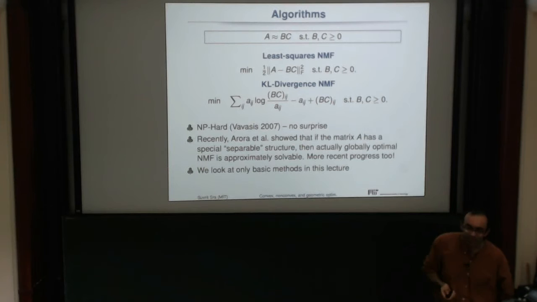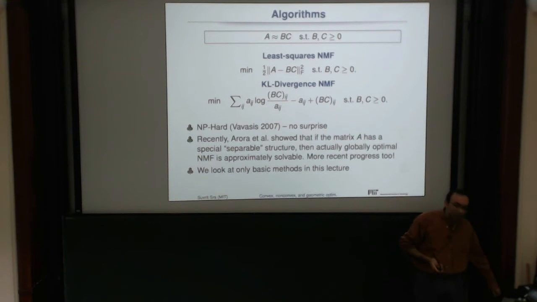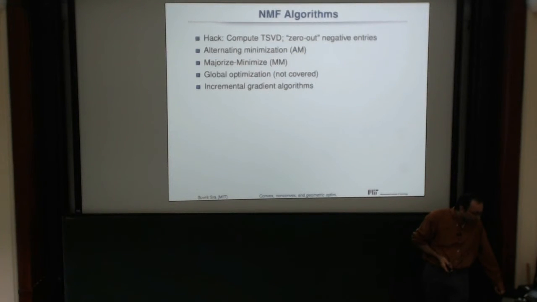I'll just look at only the simplistic methods which do not assume anything about A other than non-negativity. So this is a list of methods which illustrates several different ideas. The first one is really a hack, a lazy person's method, let's call it: I want low rank factorization, I compute the SVD, and anything that is negative, I make it 0. I shouldn't call it an algorithm. I called it a hack, that's why.